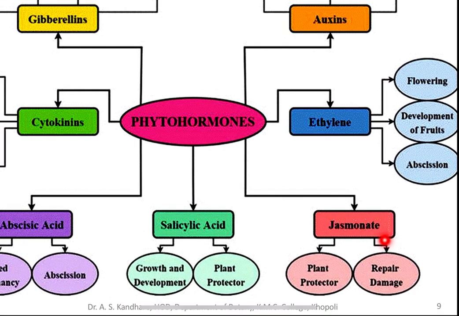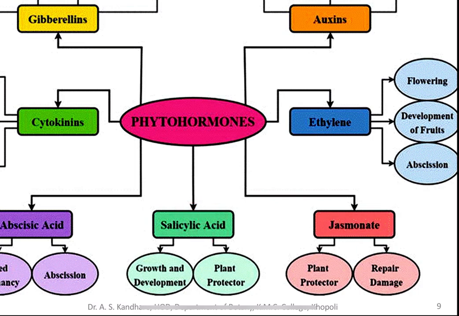उसके बाद में जास्मोनेट है, इसके फंक्शंस मैंने यहाँ पे बताया कि प्लांट प्रोटेक्टर होता है, रिपेयर द डैमेज. तो प्लांट के सेल के अंदर कोई डैमेज होता है तो उसे रिपेयर करने के लिए जास्मोनेट फंक्शन करता है. ये प्लांट प्रोटेक्टर भी है ना. Jasmonate is secreted when plant is under stress. प्लांट के अंदर कोई स्ट्रेस क्रिएट हो जाता है तो उसको प्रोटेक्ट करने के लिए जास्मोनेट होता है.